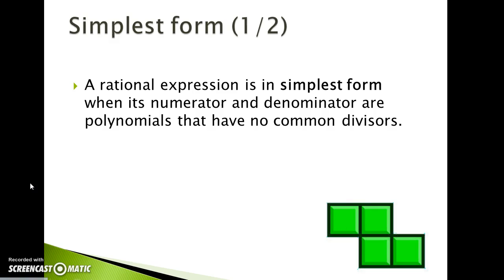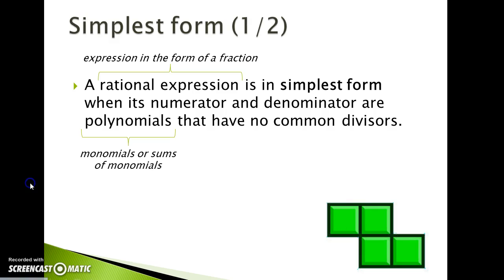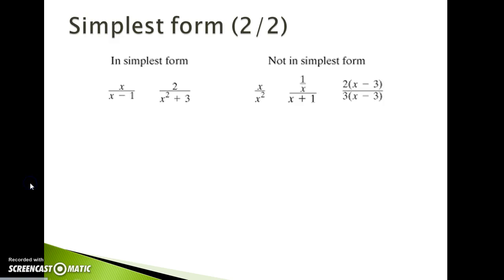The most basic way to think about it is that if something is in simplest form, it cannot be factored anymore. This is the official definition, and if we break it down, we learn that we're talking about expressions in the form of a fraction. We're talking about monomials or sums of monomials in the numerator and denominator, and they have no common divisors, meaning that you can't factor them anymore. So simplest form is simply when you are finished factoring.